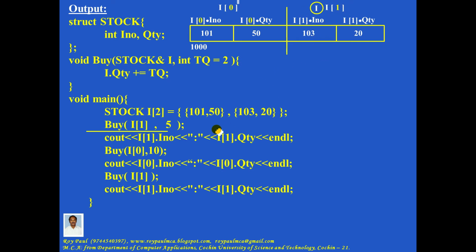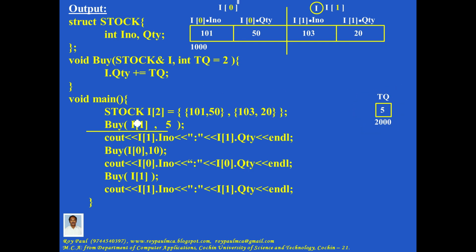You can see that. Now the second argument is passed to the second parameter. So your second parameter TQ contains 5. Suppose the second argument was not given, this default value comes here. As I always say, if the second argument is given, that comes in the second parameter, and if the second argument was not given, the default value comes in the second parameter. So here the second argument is given, so 5 comes in the second parameter tq. You can see that.